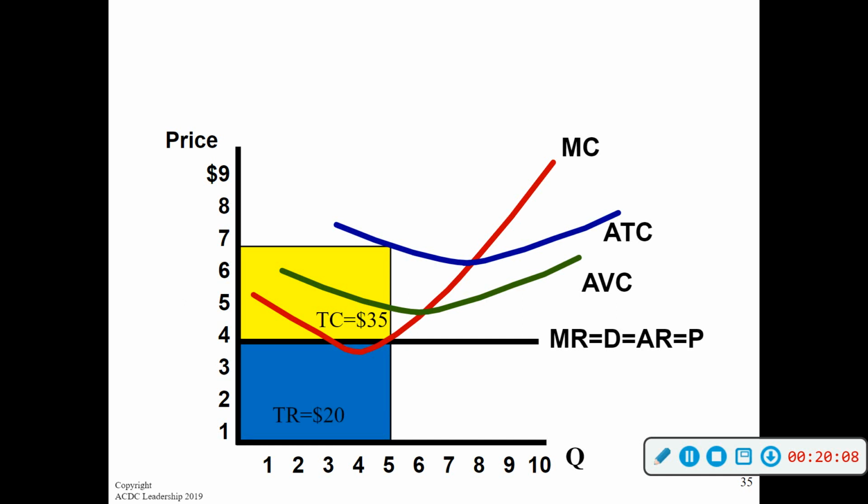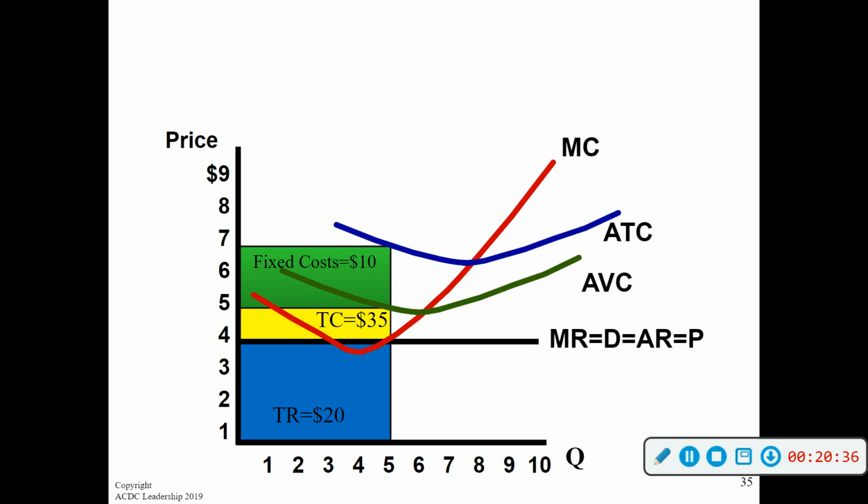Total revenues of $20. So how much is their loss? $15. So the firm is losing $15. Our fixed cost is $10. So if the firm continues to produce, they are going to lose $15. If they shut down altogether and produce nothing and only pay their fixed costs, they're only going to lose $10.